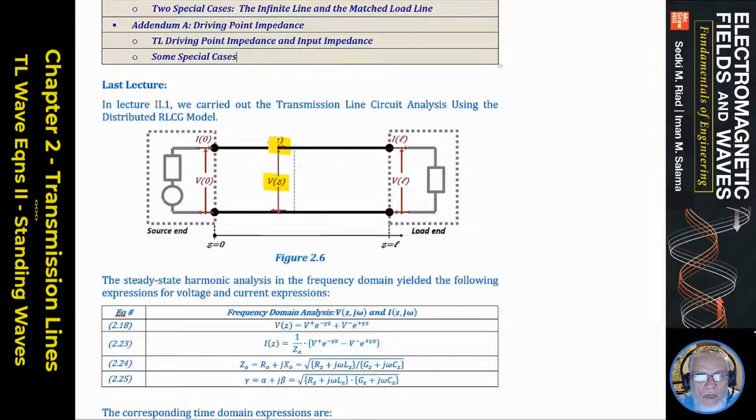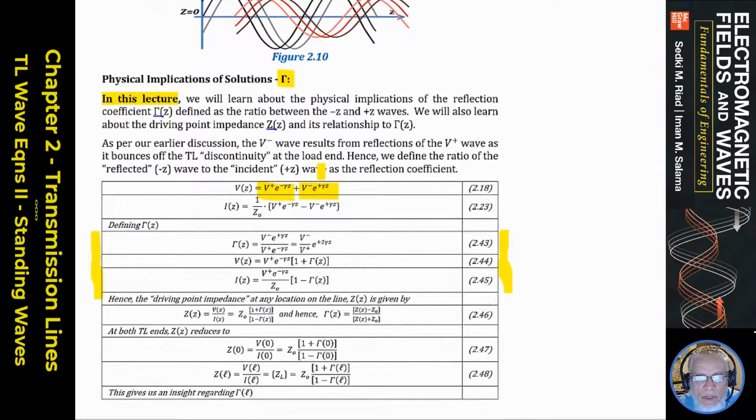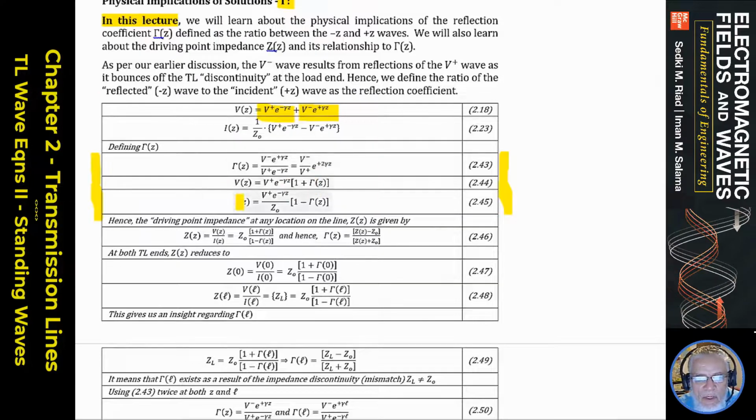This driving point impedance is the ratio between V of z and I of z at any location of the line. In other words, it's the impedance looking this way, seen by the wave itself. How much impedance is seen, the voltage divided by this current. That's called the driving point impedance. It is basically the ratio of V of z divided by I of z. These things will factor out, and you'll be left with Z naught times 1 plus gamma of z. Well, here it is: Z naught, 1 plus gamma of z over 1 minus gamma of z.